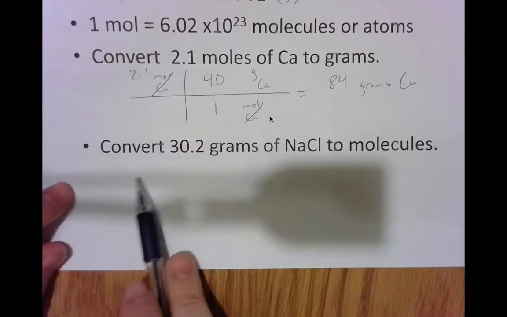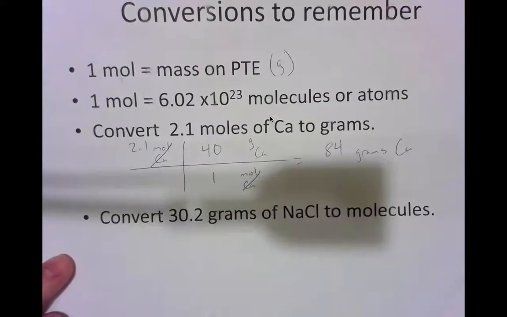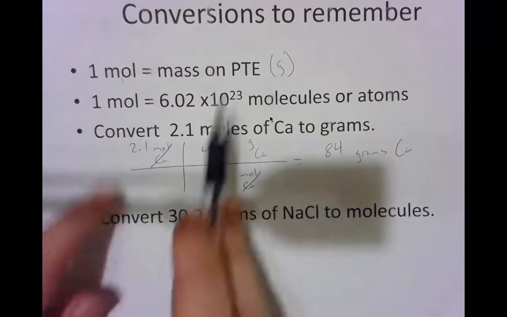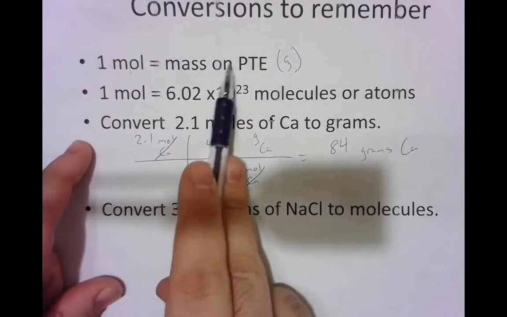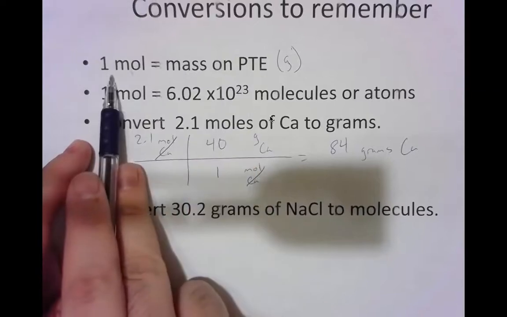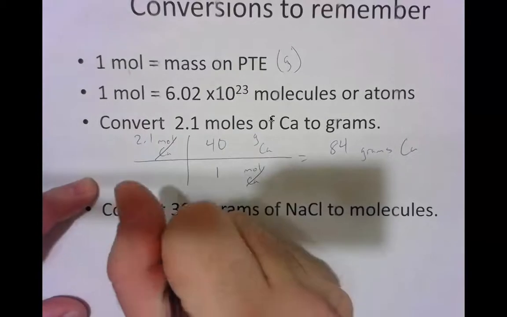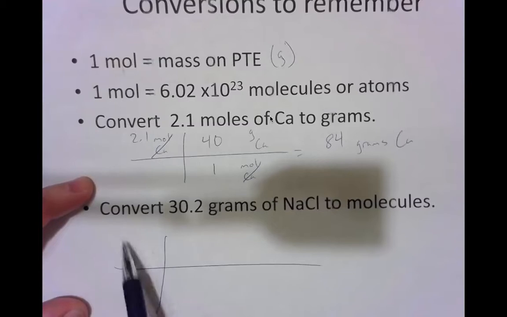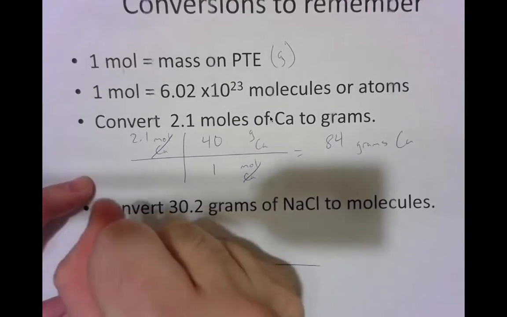Next, we can work on the second problem. This problem is a little bit more complicated because what you notice, we're converting from grams to molecules. There's no conversion up here to go straight from grams to molecules. We need to go to moles first because these conversions are linked by moles. So we go from grams to moles, then we can go from moles to molecules. That means we're going to need 2 T's. So we start by setting up our T, or 2 extra parts on our T. Remember what we're putting in the top left corner, that's what we're converting, 30.2 grams of NaCl.